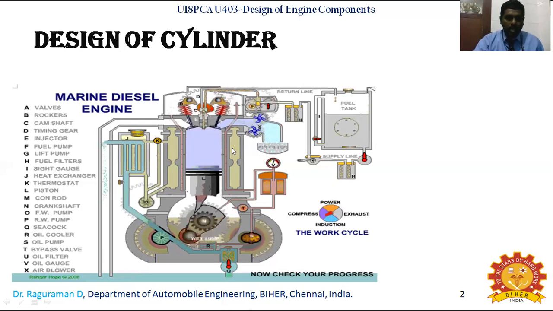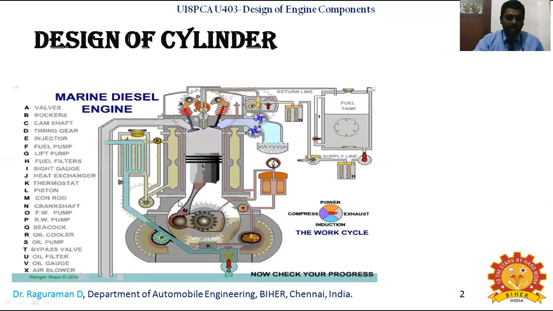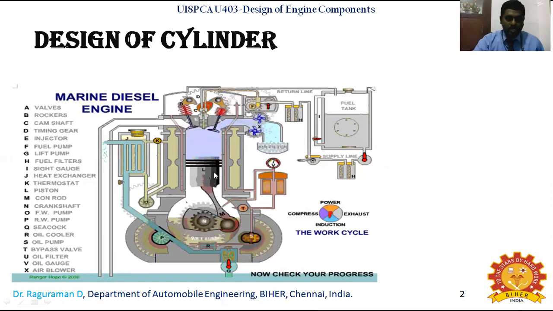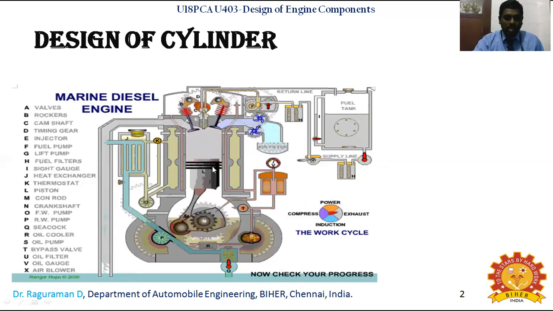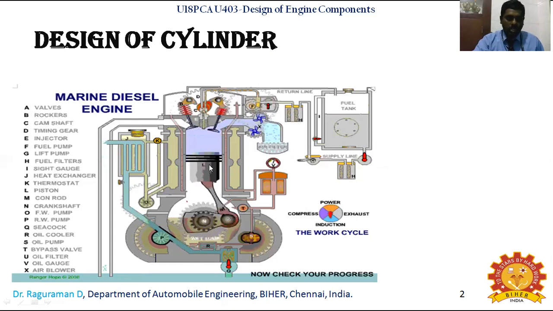What we are going to design is the cylinder. In this topic, we will see how to design a cylinder. The cylinder is the outer covering for the piston. The piston reciprocates inside the cylinder. The cylinder is a hollow section, and inside the hollow section you have a solid shaft, which is the piston. You can also see the piston rings here.